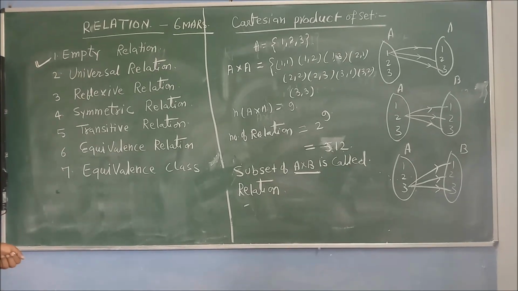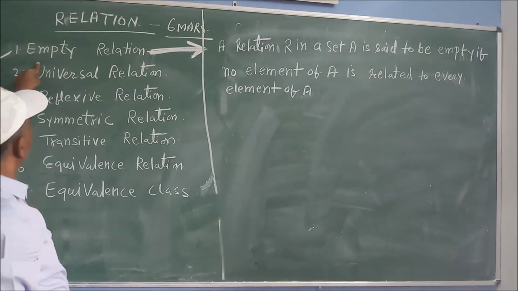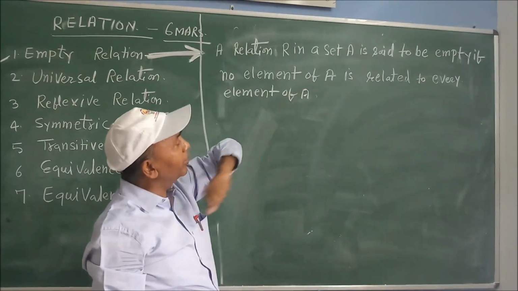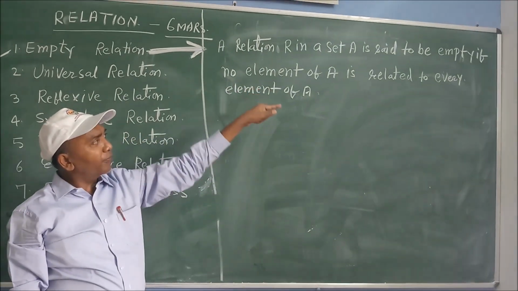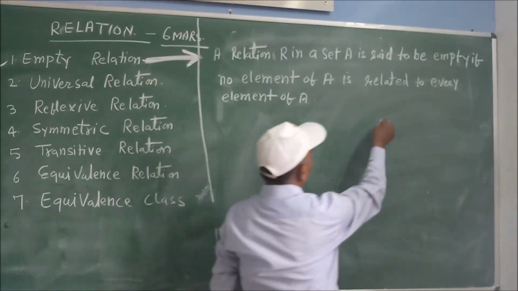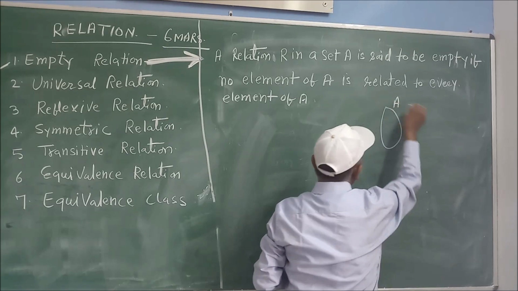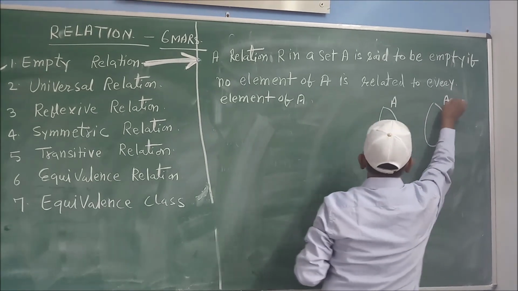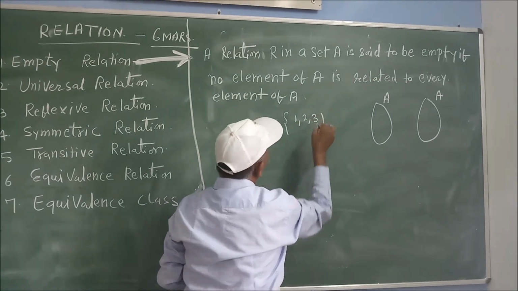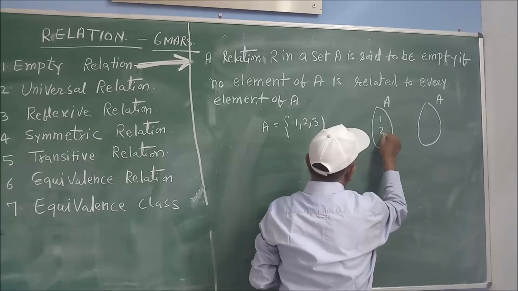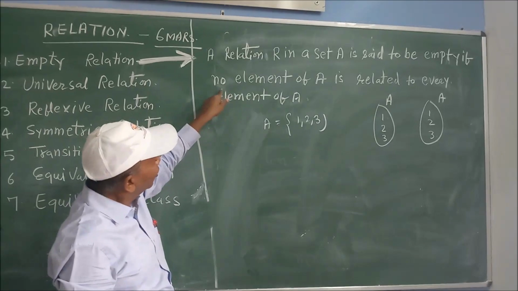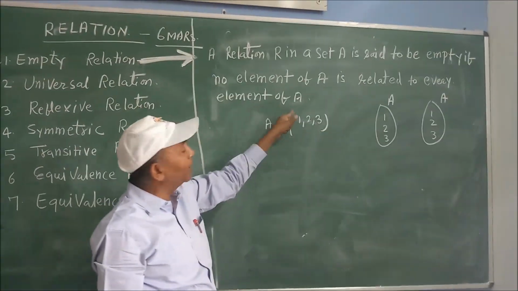How do we define an empty relation? First relation is the empty relation. A relation R in a set A is said to be empty if no element of A is related to any element of A. So there is a set A, and here is another set also A. Suppose the elements of A are 1, 2, 3. So the elements will be 1, 2, 3. And the second set A also has elements 1, 2, 3. What is the definition? No element of A is related to any element of A.